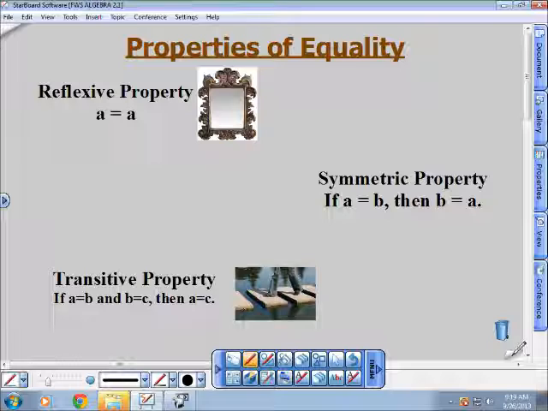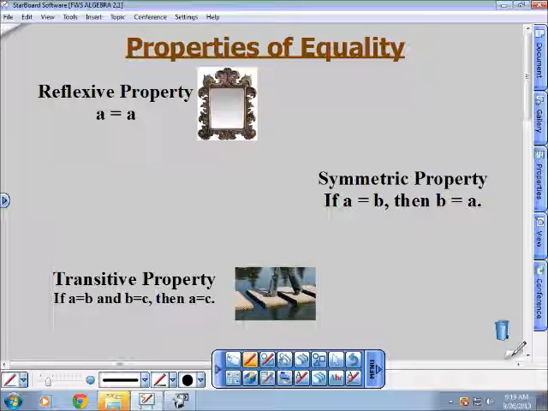The symmetric property just means that if you have an equal sign, the symmetric property of equality says that you can move them over either side of the equal sign. So A equals B is the same as B equals A. In other words, it doesn't really matter whether it's on the right side of the equal sign or on the left side. It's the same thing. You're saying the exact same thing either way. That's the symmetric property.